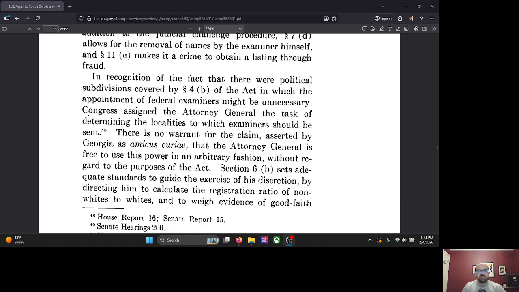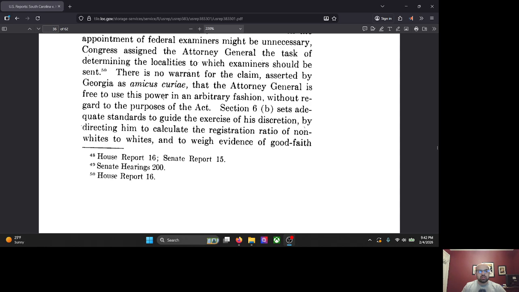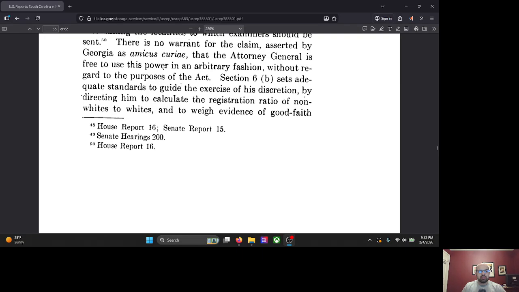In recognition of the fact that there were political subdivisions covered by subsection 4b of the Act in which appointment of federal examiners might be unnecessary, Congress assigned the Attorney General the task of determining the localities to which examiners should be sent. There is no warrant for the claim asserted by Georgia as amicus curiae that the Attorney General is free to use this power in an arbitrary fashion, without regard to the purposes of the Act.